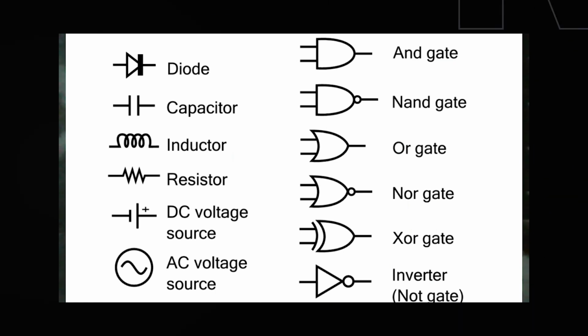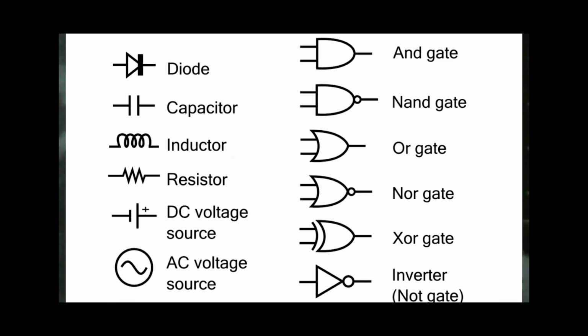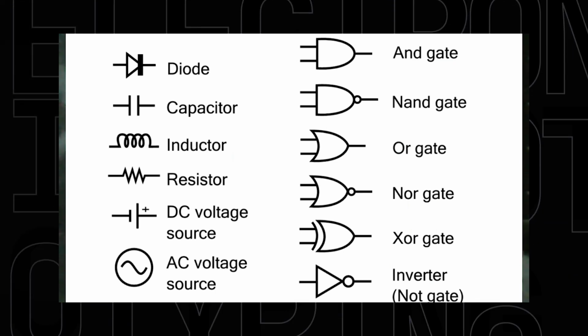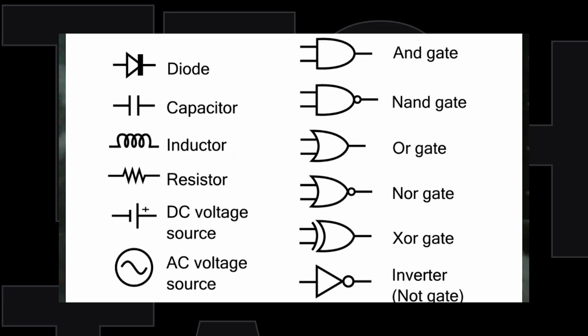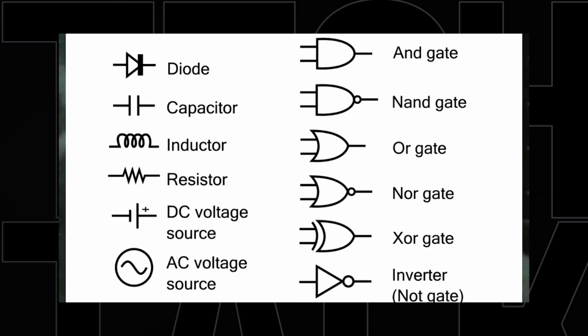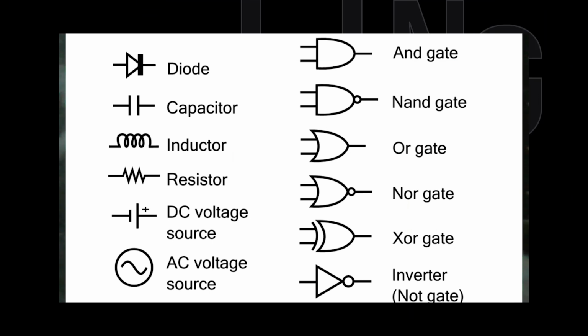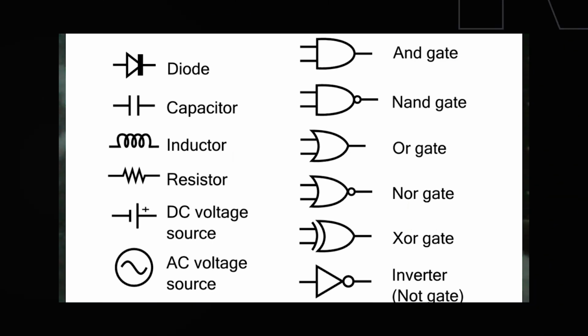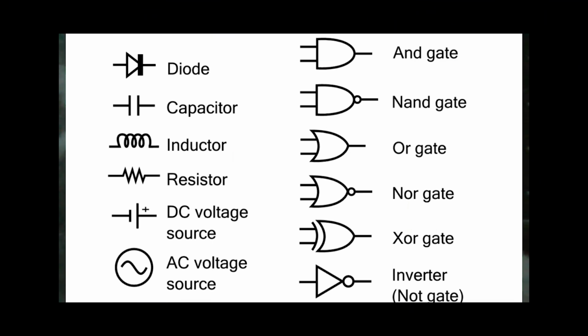First and foremost, here is the diode. As you can see, it's a triangle with a very thick rectangular bar at the tip of the direction where the current will be flowing. The second one is the capacitor. In order to understand this, you just need two parallel lines which are perpendicular to the wirings.